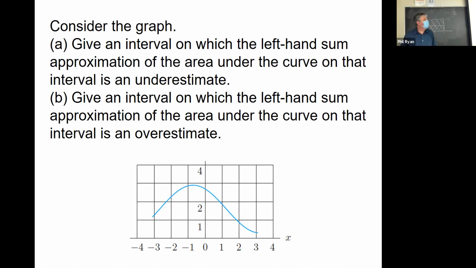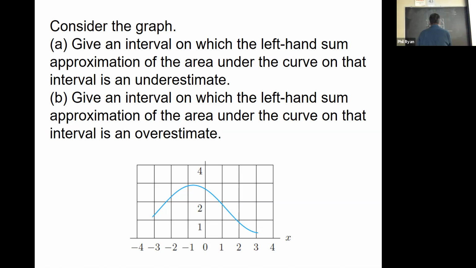Okay, I think we've got time for this one. Okay, so here we're given a graph. This is a weird kind of question. So try and think of an interval on which the left-hand sum is going to be an underestimate.